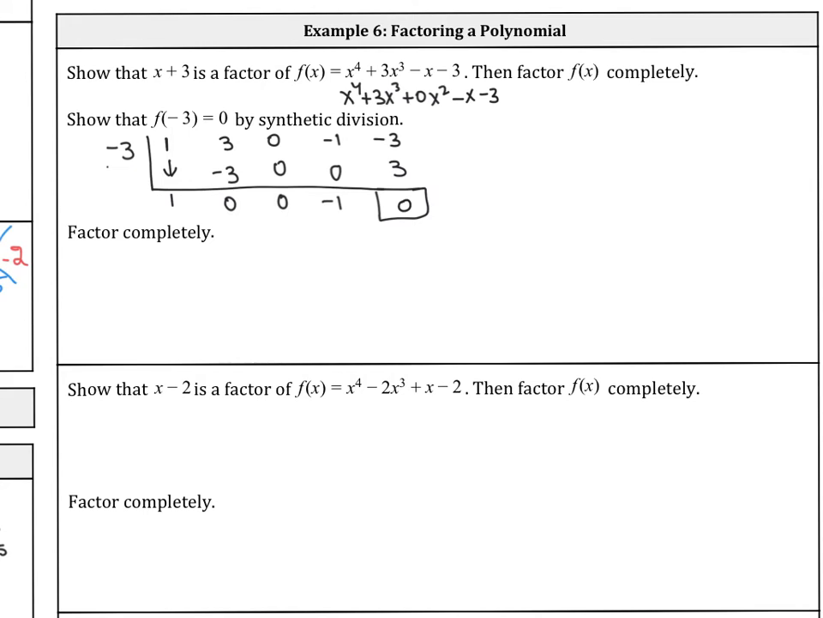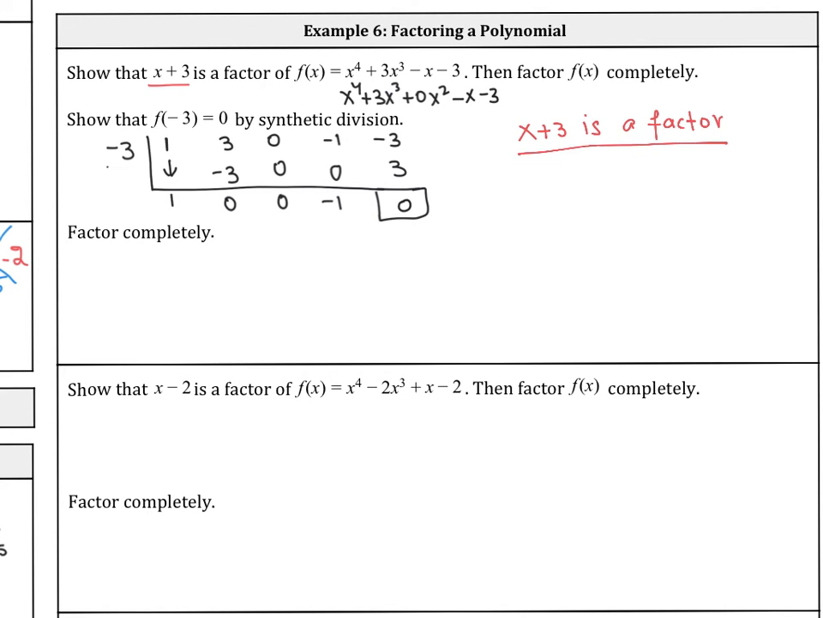If the remainder is 0, then we can easily say that x plus 3, or this factor, is a factor. So x plus 3 is a factor.